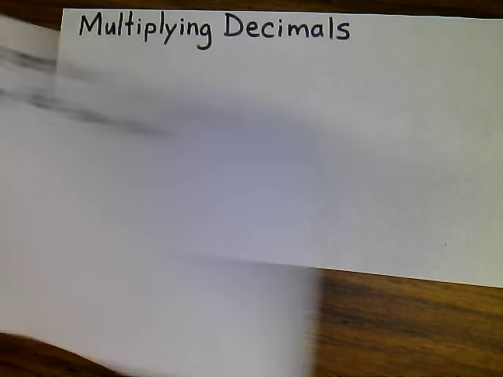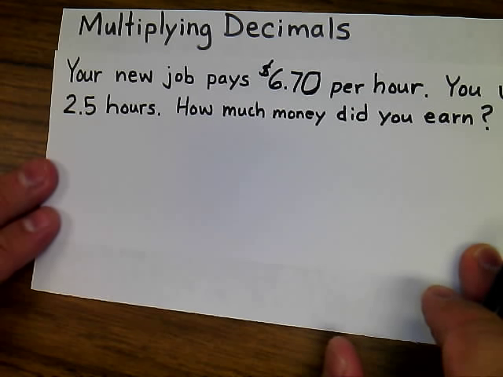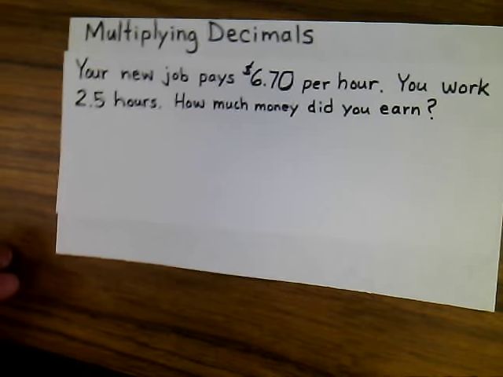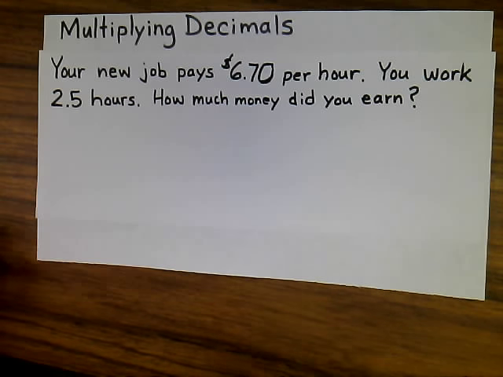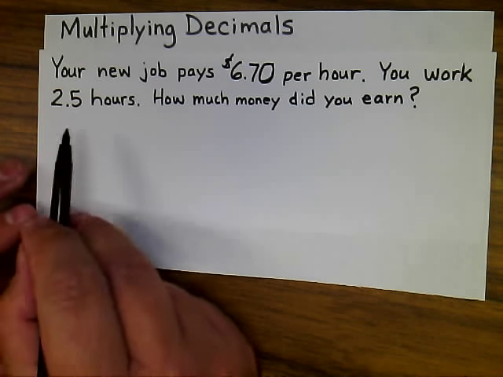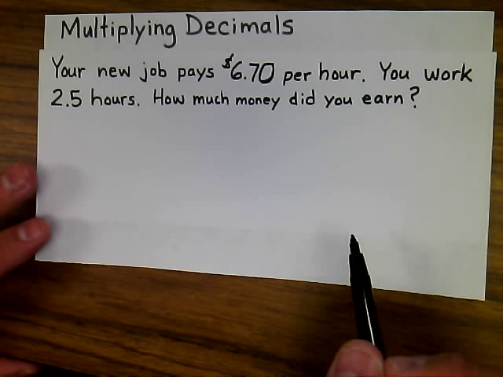Now here's a word problem just to give us an idea of how we would handle this. And let's stretch that out so you can see the whole problem. Good. So your new job pays $6.70 per hour. You work 2.5 hours. How much money did you earn?